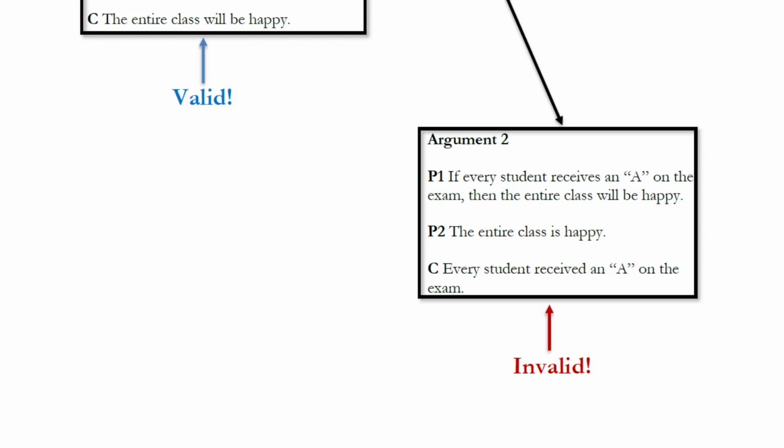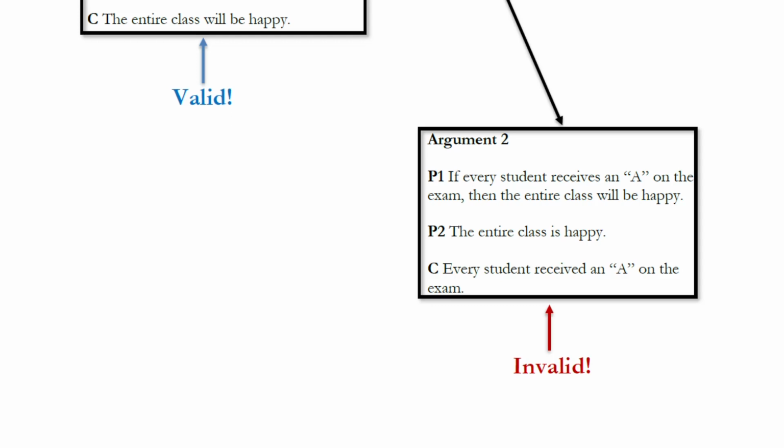Now let's consider a second example, argument 2. Premise 1. If every student receives an A on the exam, then the entire class will be happy. Premise 2. The entire class is happy. Therefore, conclusion, every student received an A on the exam. Now, argument 2 is very similar to argument 1. In fact, premise 1 of both arguments is identical.